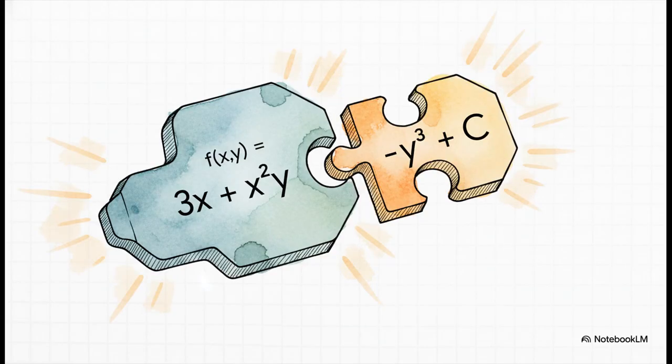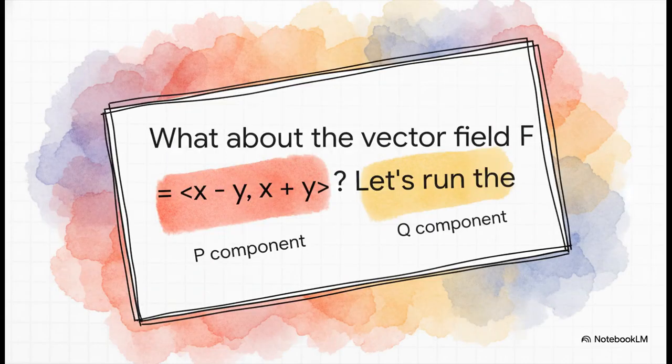And for the grand finale, we just put it all together. We take our result from the first integration and we plug in the g of y we just solved for. So our final potential function is f of x comma y equals 3x plus x squared y minus y cubed plus c. And we're done. See? Not so bad. Let's try another one.